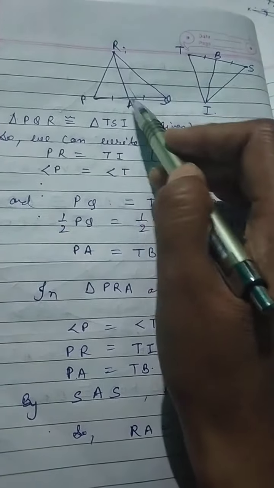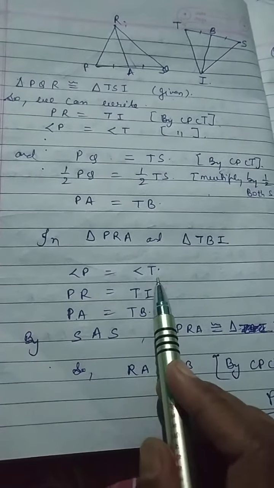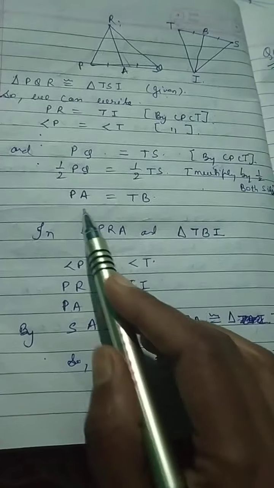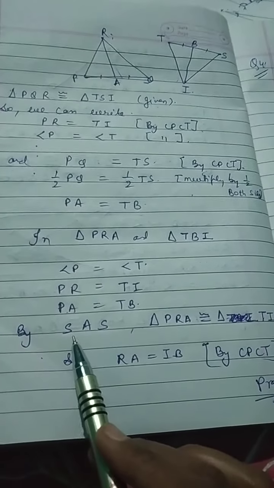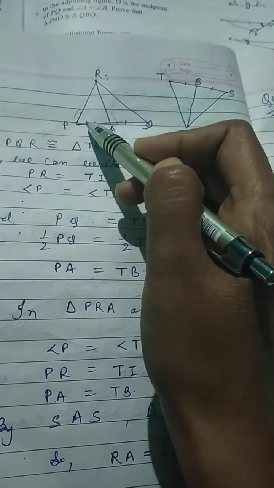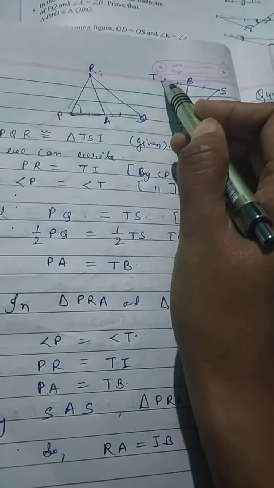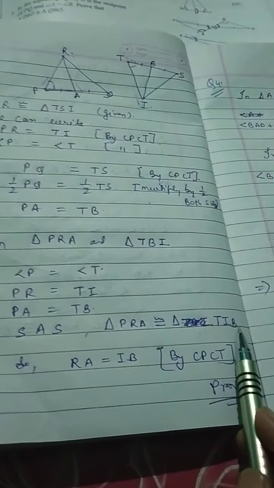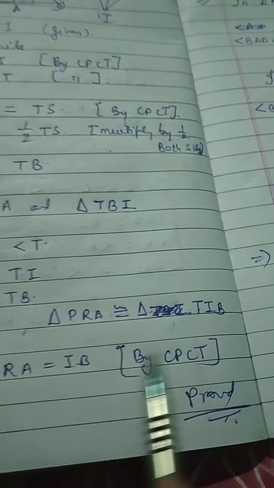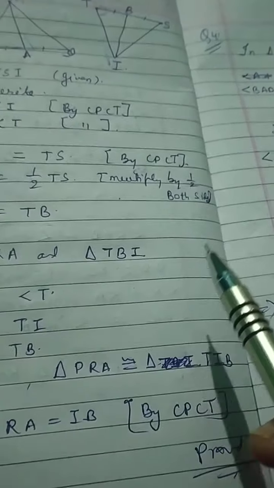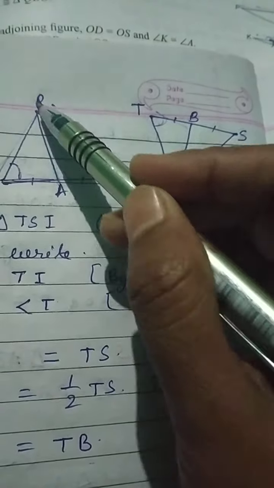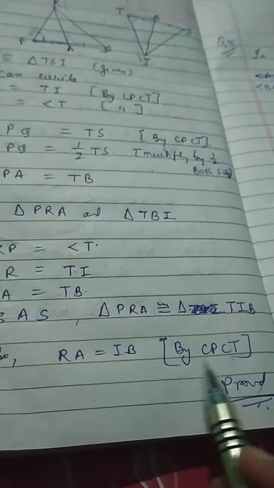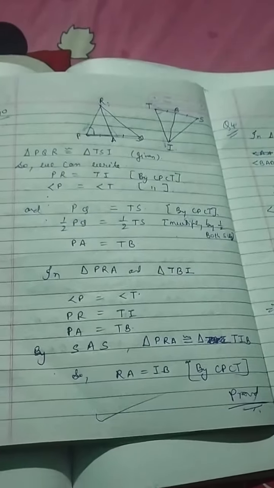We are going to make these two triangles congruent. So angle P is equal to angle T from above. PR is equal to TI and PA is equal to TB from above only. See, we have done. So by side, angle, side, you can see side, this angle and this side, side, angle, side, these two triangles are congruent. If these two triangles are congruent, then can we write RA is equal to IB? You can see RA and IB both are coming in this triangle and this triangle, by CPCT. Okay, in this manner you can prove this.